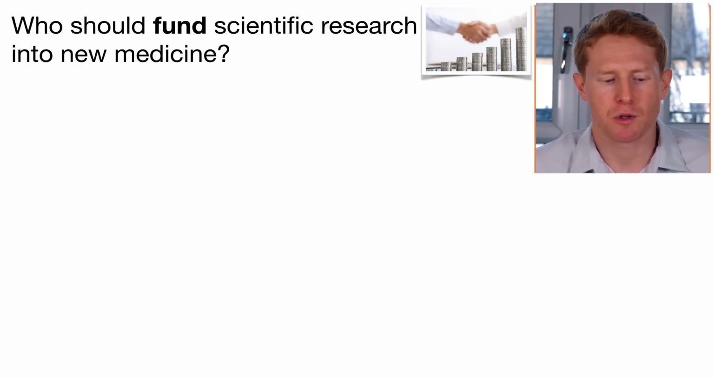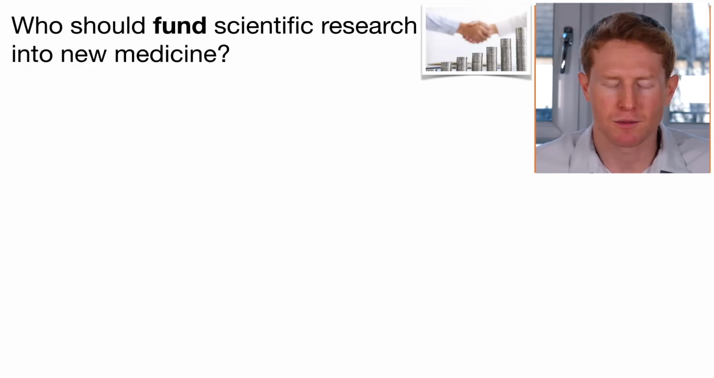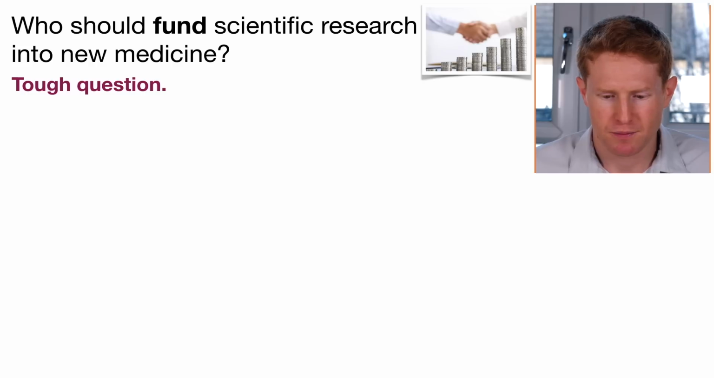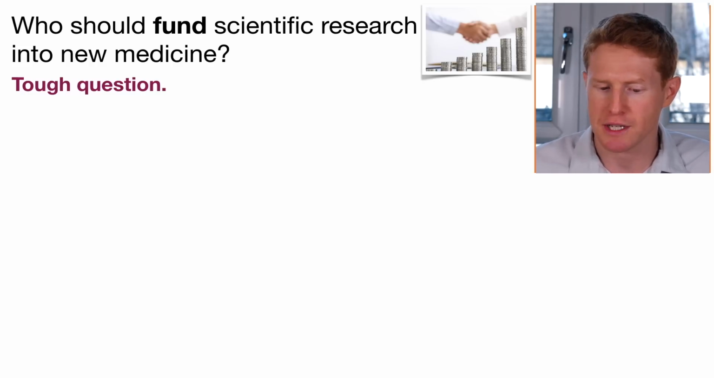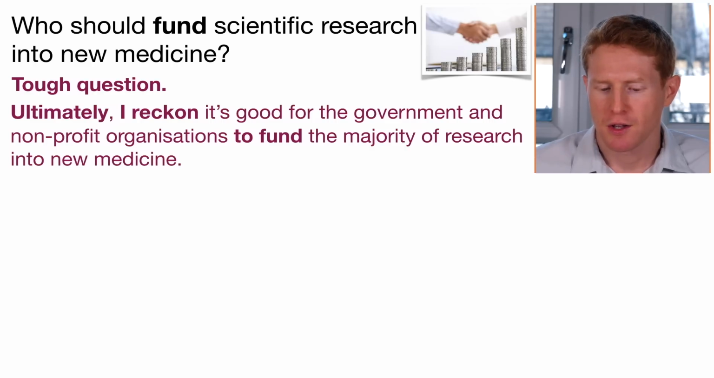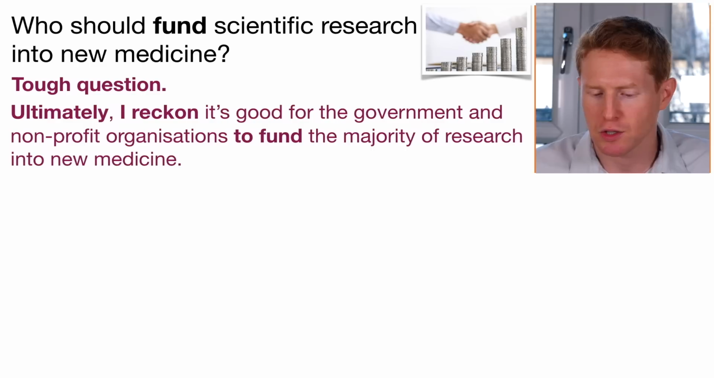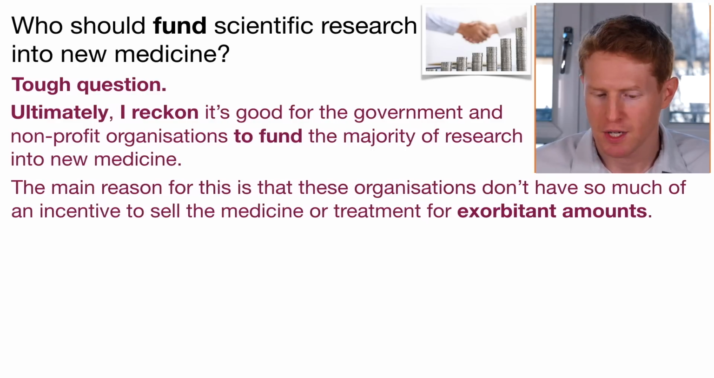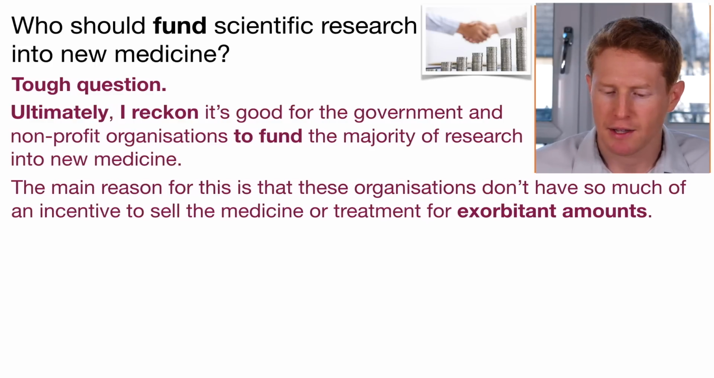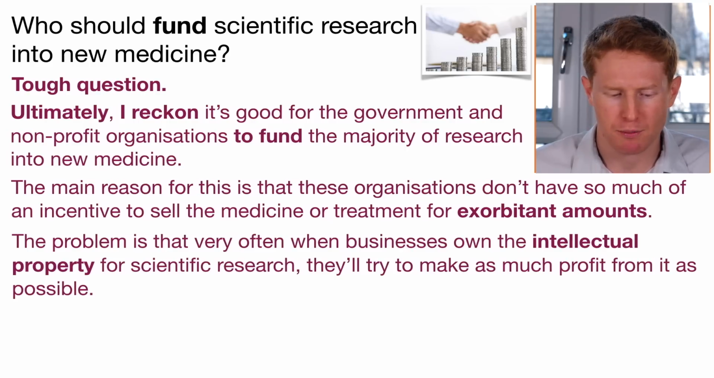Let's continue. Here's a question that appeared in the writing test rather recently. Who should fund scientific research into new medicine? Tough question. Ultimately, I reckon it's good for the government and non-profit organisations to fund the majority of research into new medicine. The main reason for this is that these organisations don't have so much of an incentive to sell the medicine or treatment for exorbitant amounts. The problem is that very often when businesses own the intellectual property for scientific research, they'll try to make as much profit from it as possible.